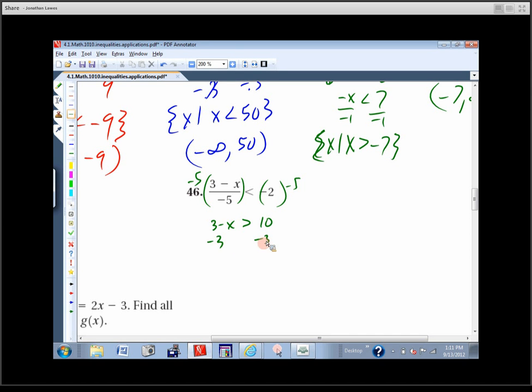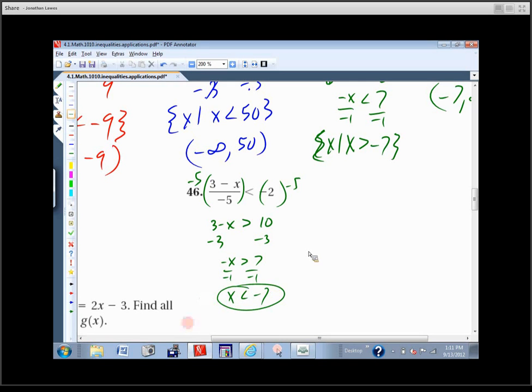Get rid of the 3. Negative x greater than, this is going to be a 7. And then finally, I'm going to need to get rid of the -1 in front of that. So I'm going to divide by a -1. So I get x, what is it? Less than -7.